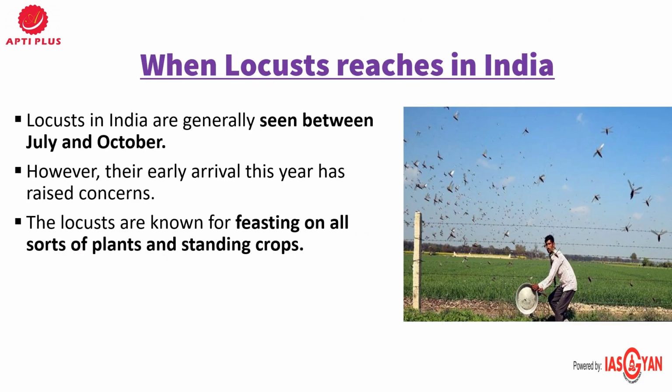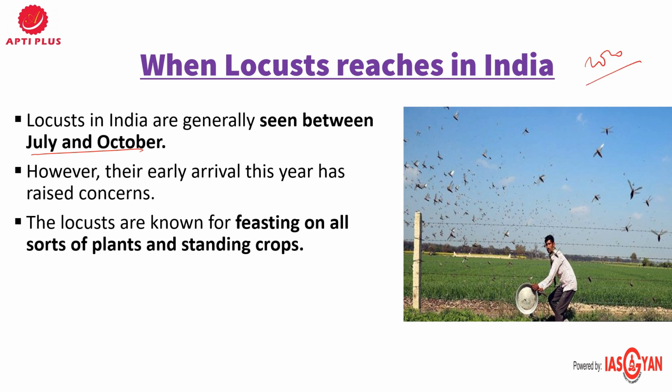Now talking about locust time reaching India, when does it reach India? Basically the time frame which is generally speculated by the agriculturalists and scientists. So they have predicted somewhere close to July to October is the real time when they reach India. But this is the early arrival. This year in 2020, they have arrived early.